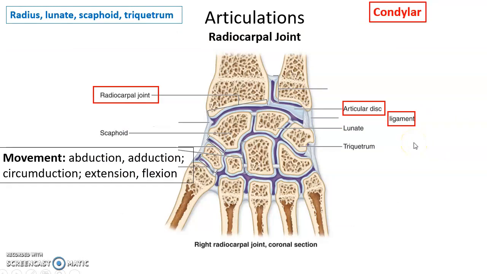We have the radiocarpal joint, radiocarpal between the radius and the carpals. So it includes the radius, the lunate, the scaphoid, and the triquetrum. This is basically the wrist joint. It is a condylar joint. It includes those bones, articular cartilage. There's an articular disc, lots of ligaments. And it allows for abduction, adduction, flexion, extension, and circumduction.